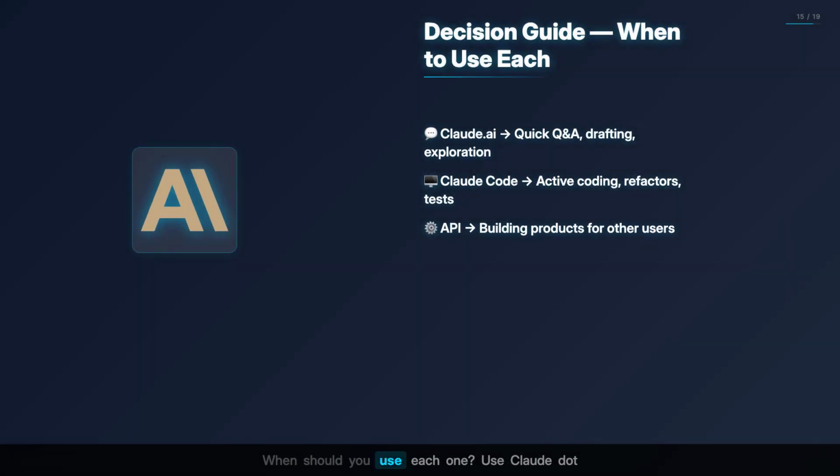When should you use each one? Use Claude.ai when you need quick answers, want to draft content, or explore a concept. Use Claude Code when you're actively coding and want an AI agent working alongside you. Use the API when you're building a product for other people.